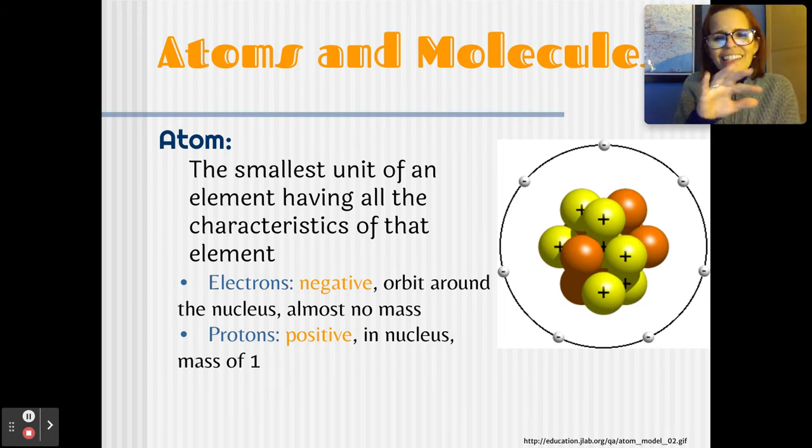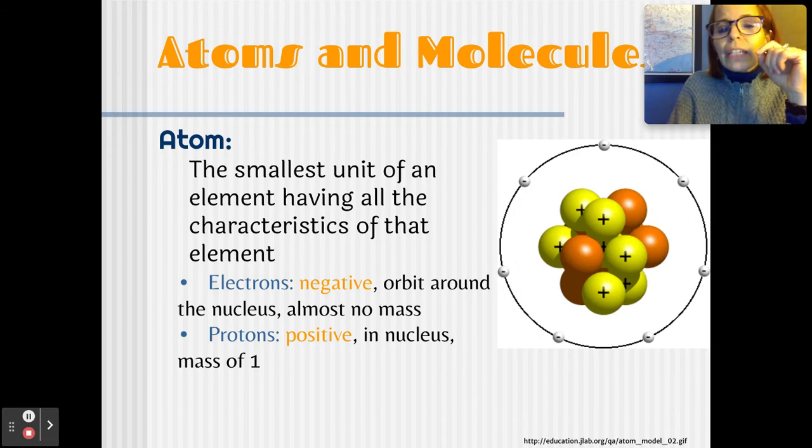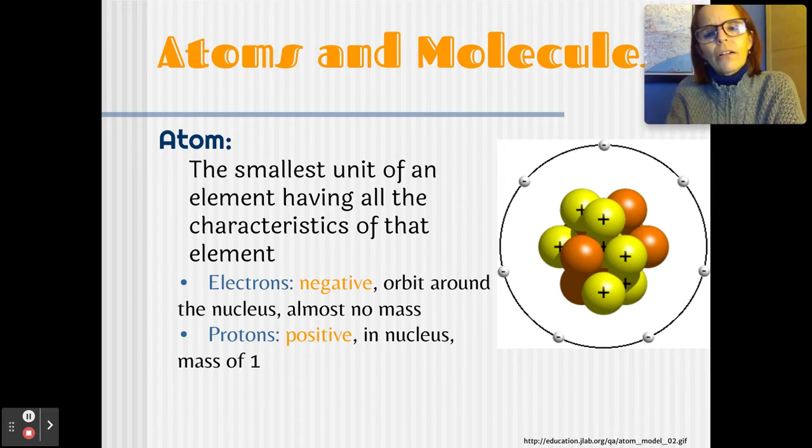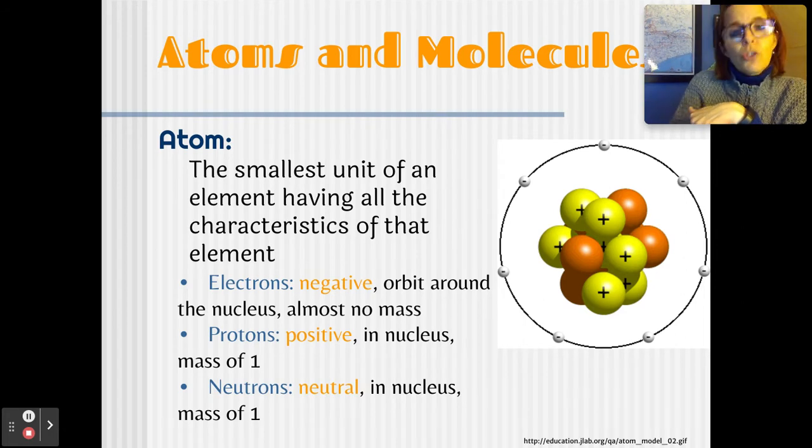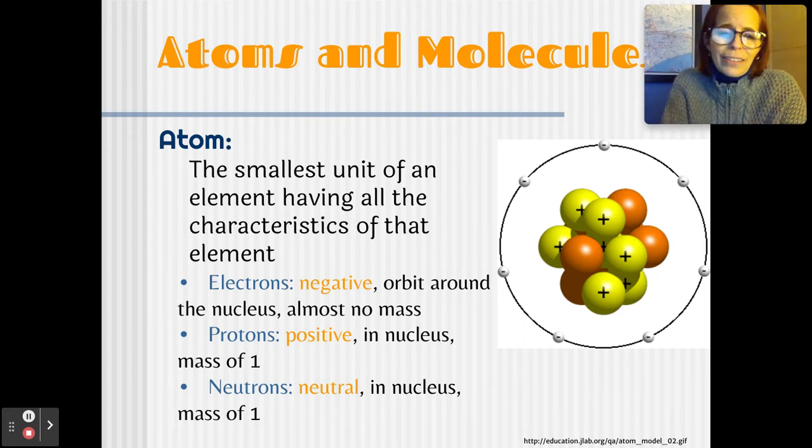Then the nucleus, and this diagram is so flawed. The nucleus is so incredibly small that you would not be able to see it on this page. But the nucleus includes protons, and the protons are positively charged, and they have a mass of 1. We call it 1 atomic mass unit. So when we're adding up how heavy an atom is, or what the mass of an atom is, we add the protons to the neutrons because the electrons basically have no mass.